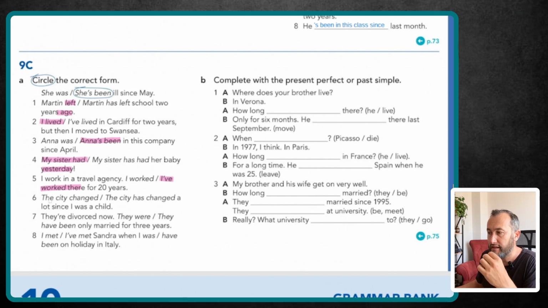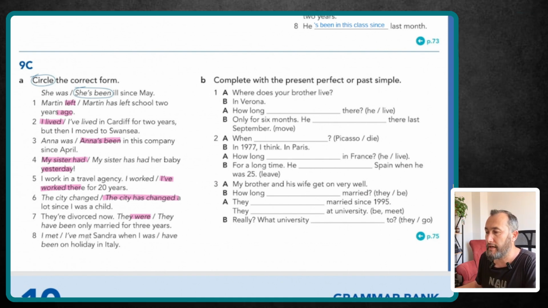Six, the city changed or the city has changed since I was a child. So since I was a child until now, that means it must be present perfect. The city has changed. Seven, they are divorced now. They were or they've been. So they're divorced now. Finished. Marriage finished. So it will be they were. They were only married for 3 years.